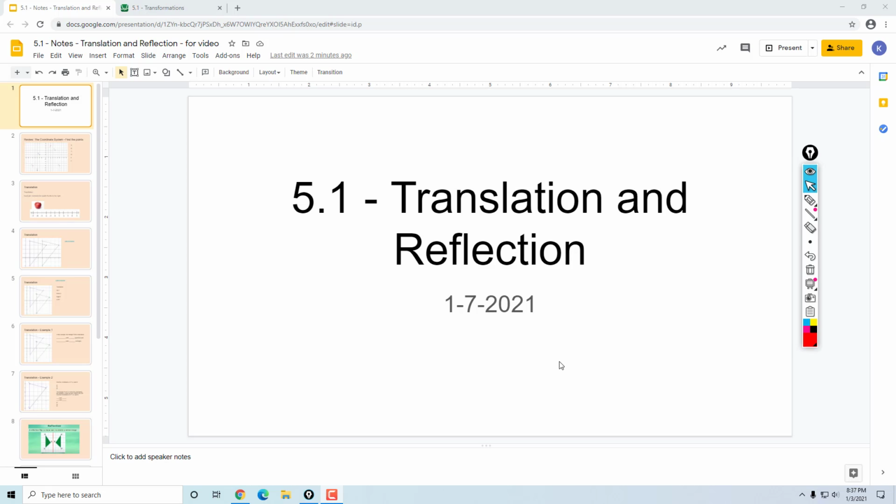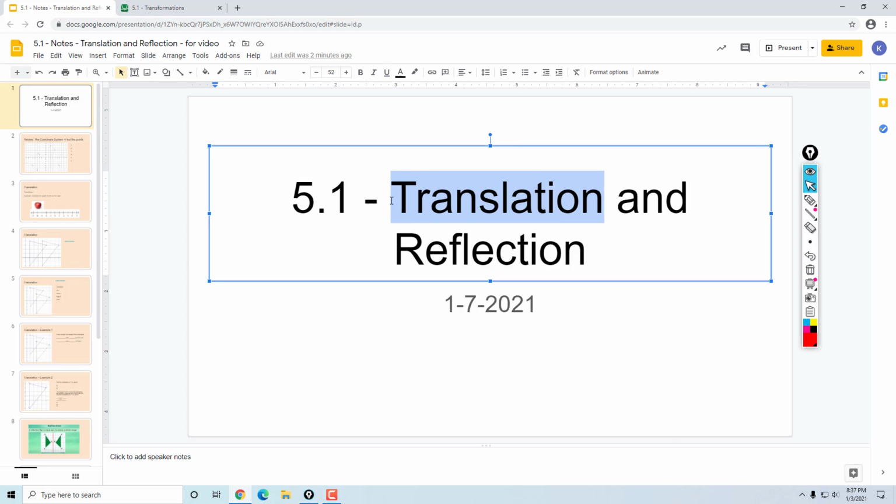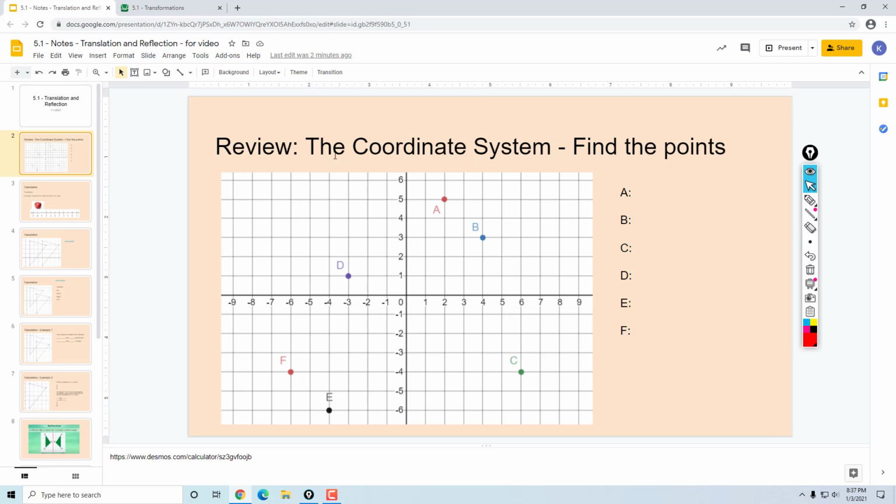5.1 Translation and Reflection. Translation means something a little bit different in math. But first, let's review the coordinate system.